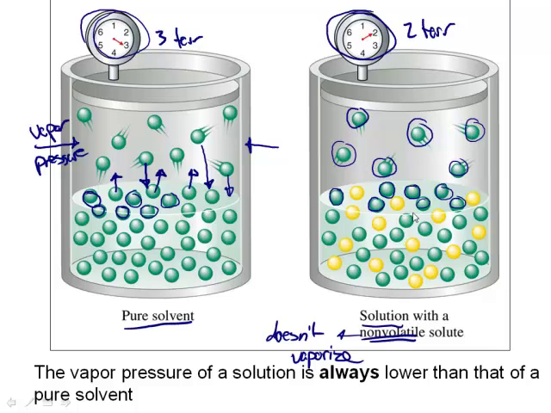Because there are fewer solvent molecules at the surface in the solution, there's less of a chance at any point in time for some of these solvent molecules to move into the gas phase. This can't happen as much. Because fewer solvent molecules can make it into the gas phase, there will be fewer molecules in the gas phase, and they're going to exert a lower vapor pressure. And that's why a solution has a lower vapor pressure than a pure solvent.